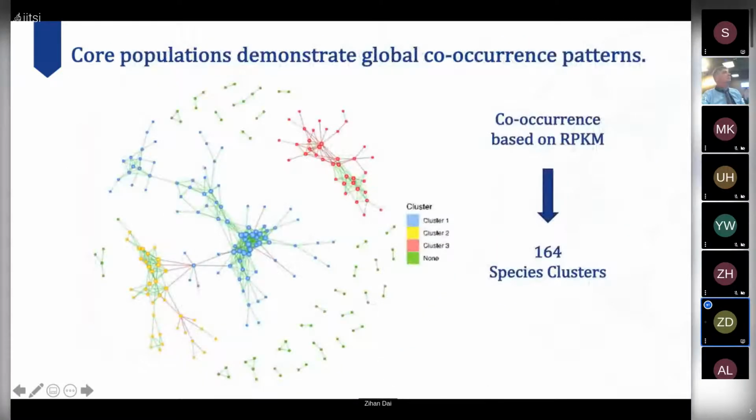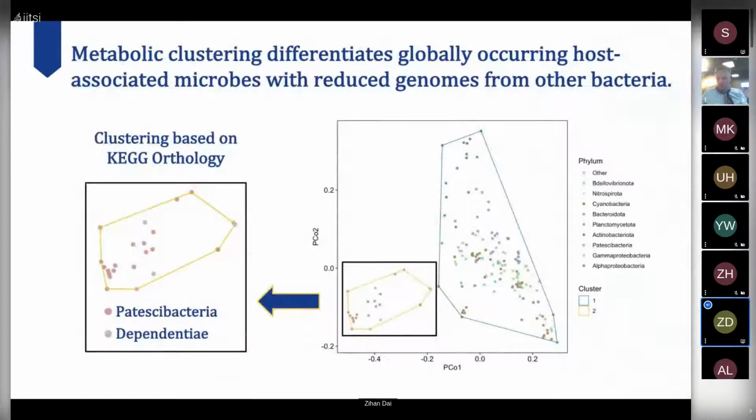To investigate the co-occurrence pattern of the species clusters, we applied network analysis based on RPKM. Out of 860 species clusters, only 164 showed significant co-occurrence with each other, and finally formed 3 large clusters. Furthermore, unsupervised clustering was performed on these 164 species clusters based on presence and absence of KEGG orthology.